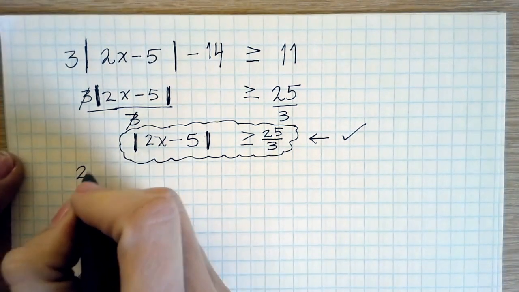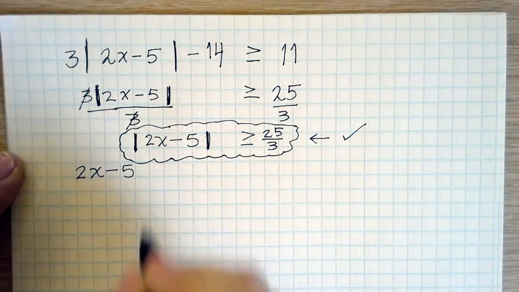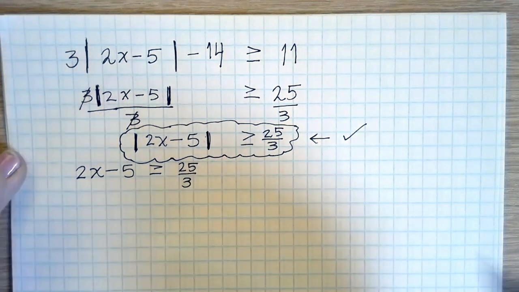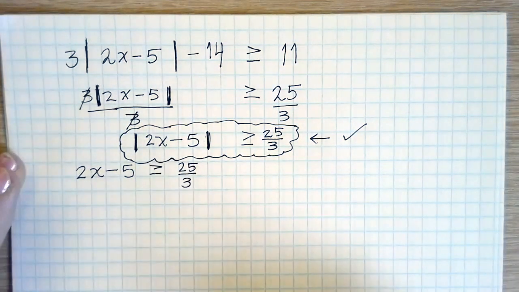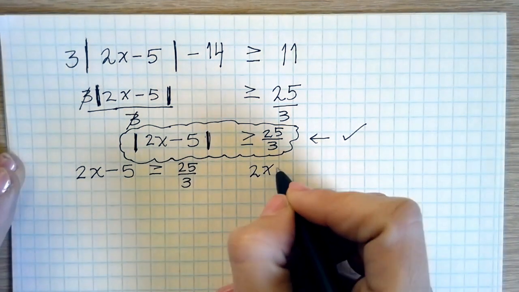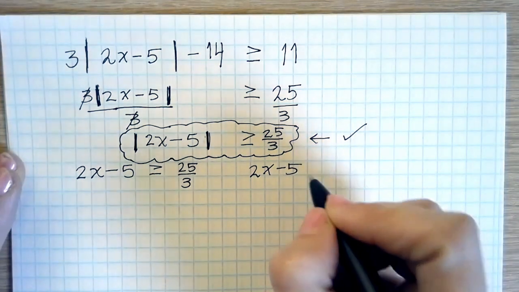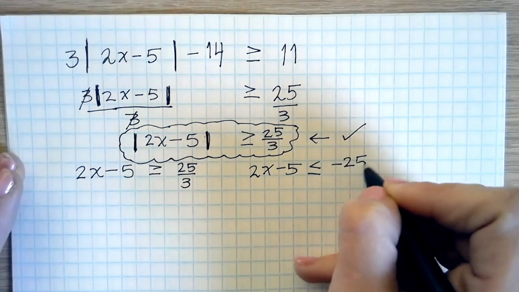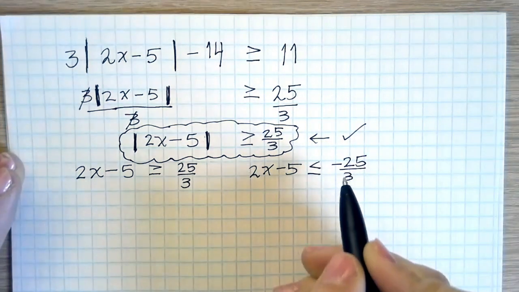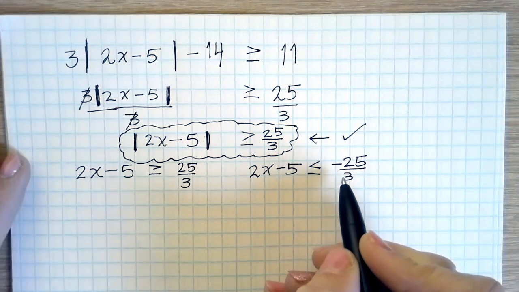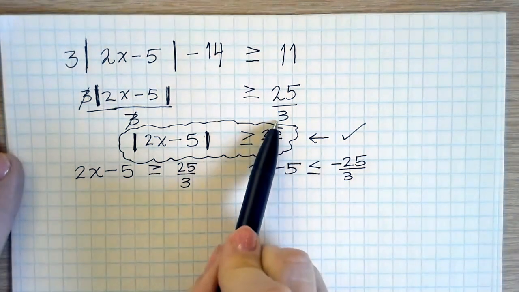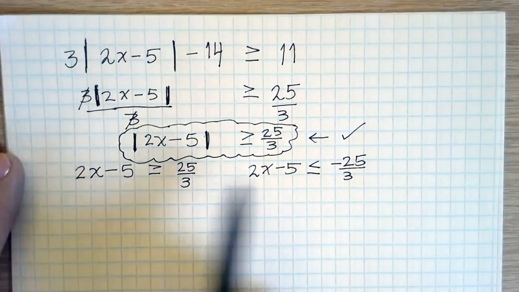Okay, first and foremost, whatever's inside has to be bigger than or equal to 25 thirds. Cool. However, I'm going to make it positive anyway. So I also need to account for the fact that whatever is in here could also be less than or equal to negative 25 thirds. Exactly. Because you're going to make it positive. What's less than negative 25 thirds? Negative 26 thirds. What if I make negative 26 thirds positive? Now it's 26 thirds. Is it bigger than 25 thirds? Yes.